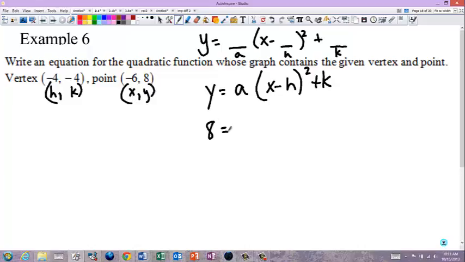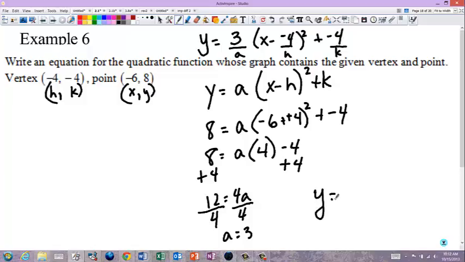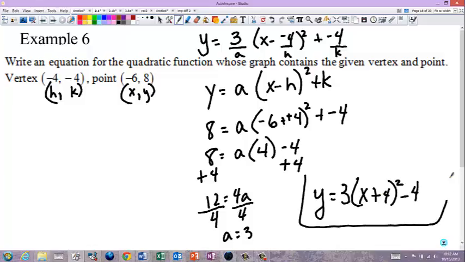Y is 8 equals a. I don't know. That's my variable. X is negative 6 minus negative 4 squared plus k is negative 4. So 8 equals a times negative 2 squared is 4 minus 4, and then you just solve it. Add 4. 12 equals 4a divided by 4. A is 3. So my equation, a is 3, h is negative 4, k is negative 4. So my equation would be y equals 3(x plus 4) squared minus 4. And I'm done.